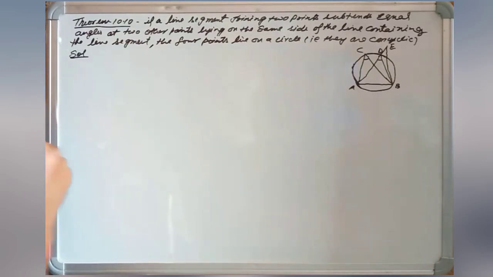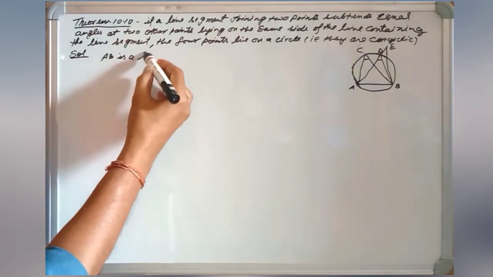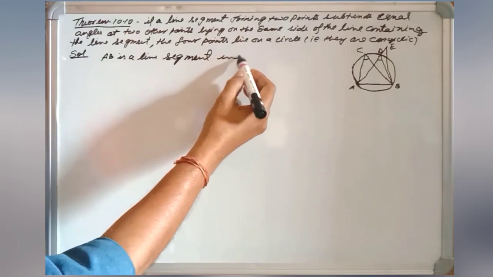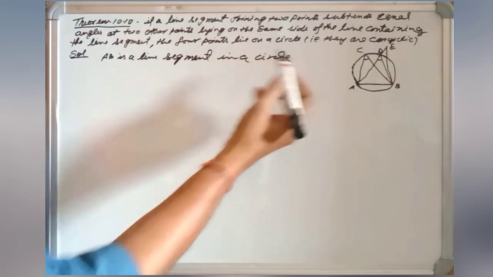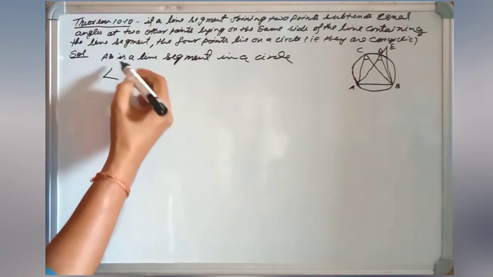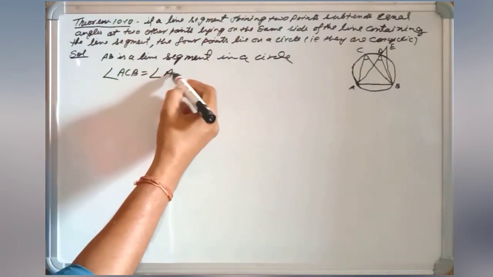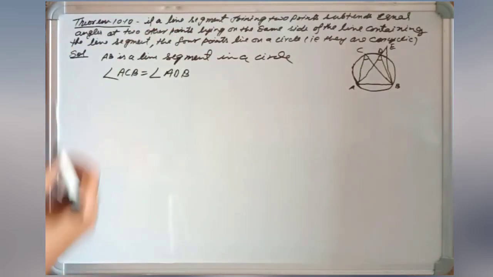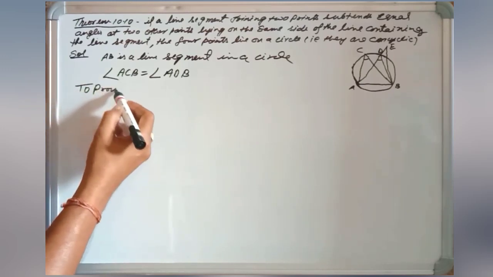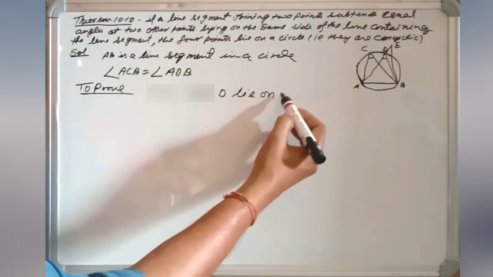So students, in this theorem, AB is a line segment in a circle, or we can say AB is a chord in the circle, and angle ACB equal to angle ADB, it is given to you, and we have to prove that D lies on the circle.